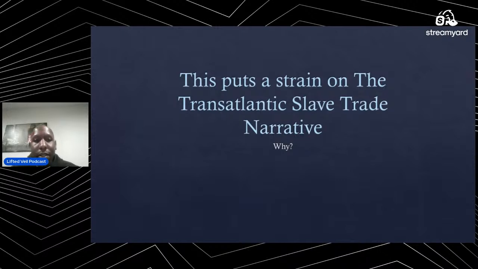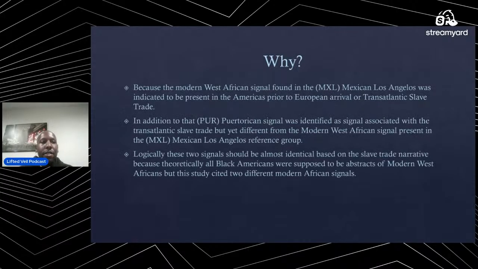This puts a strain on the transatlantic slave trade narrative. Why? Because the modern West African signal found in the Mexican Los Angeles population was indicated to be present in the Americas prior to European arrival or transatlantic slave trade. And again, if you remember, they're calling that signal West African-like. Again, these titles for these genomes are simply that. They are titles based on modern populations from these modern panels. Okay, and the narrative is that West Africans are ancestral to Black Americans, right?